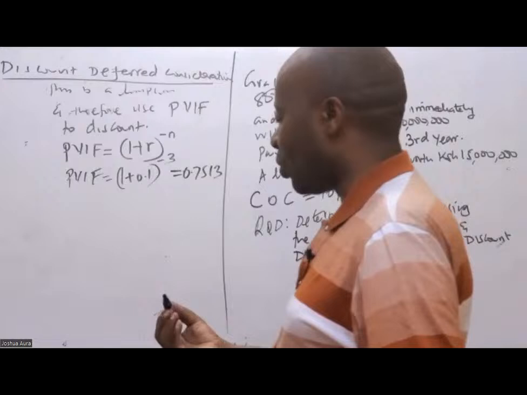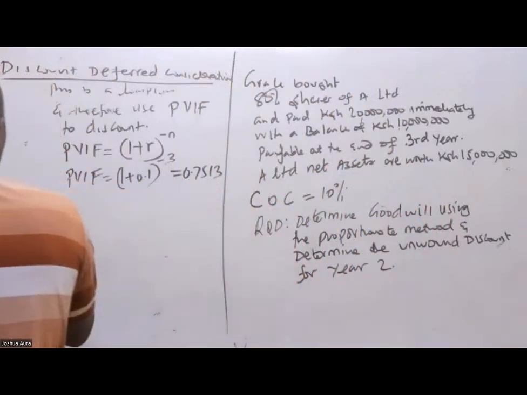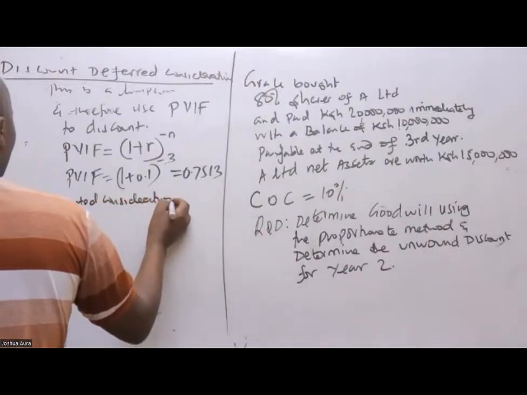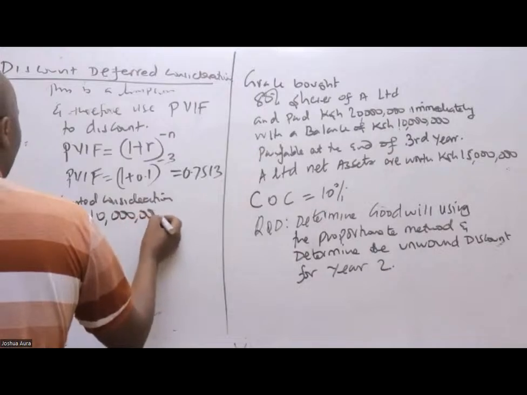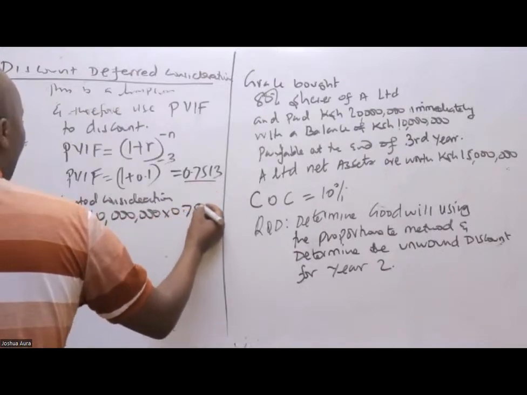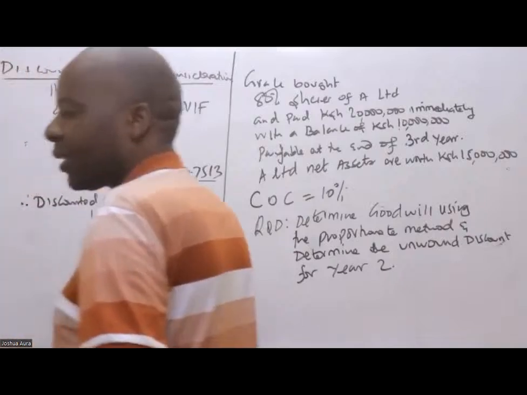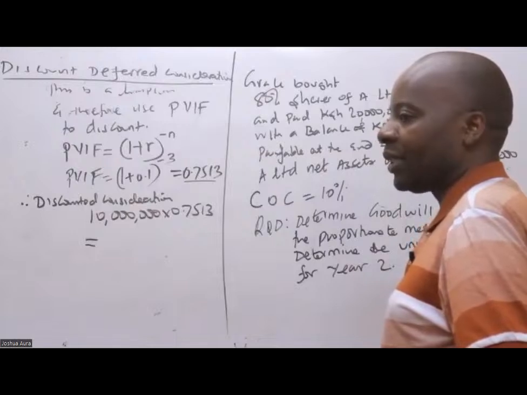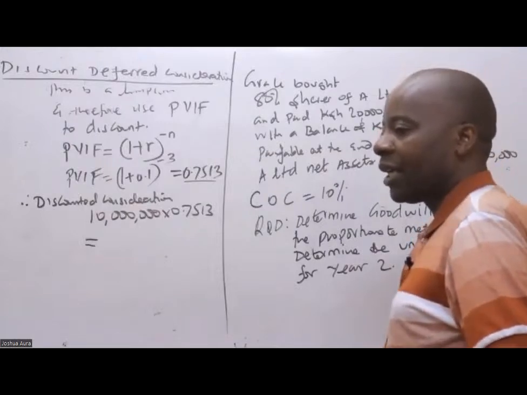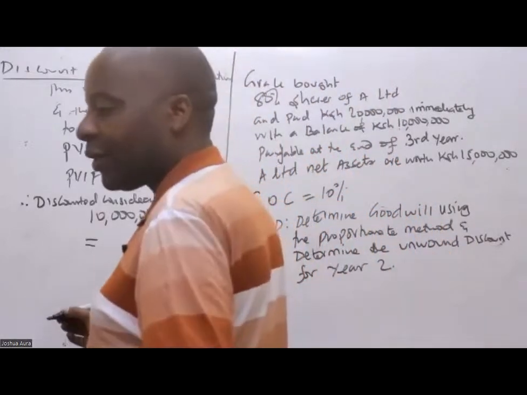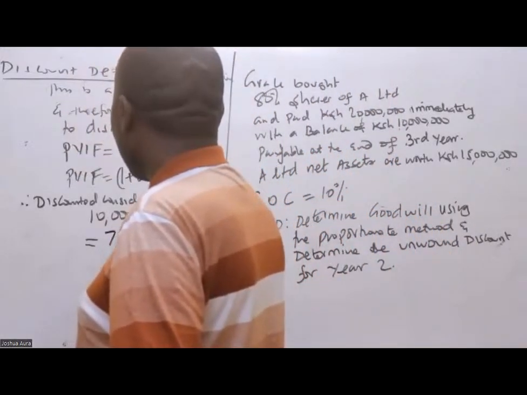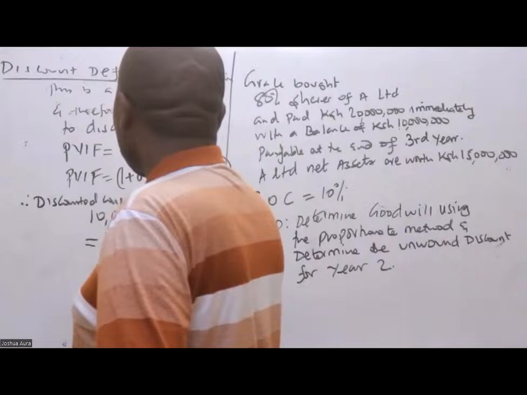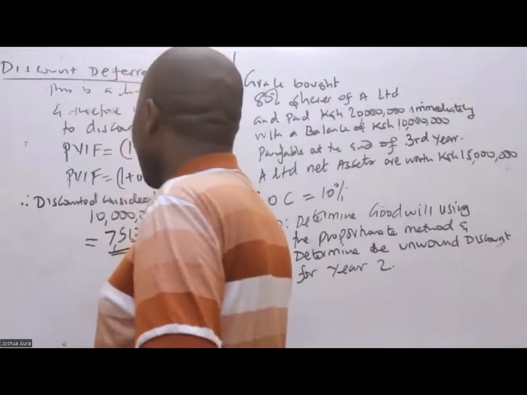And therefore, the discounted consideration will be the 10 million times 0.7513, which will end up giving me what amount? 10 million times 0.7513. So we have 7,513,000.